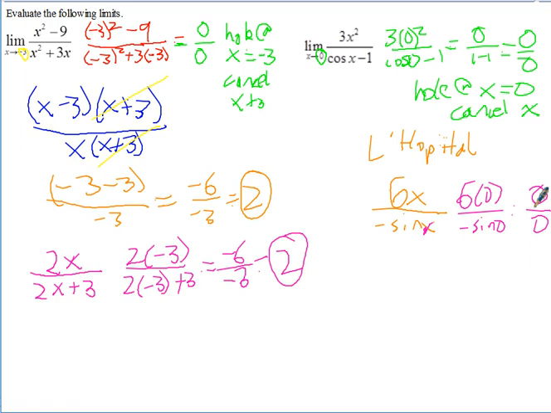Well, with L'Hopital's rule, sometimes you have to use it more than once. So eventually we'll get something that's not 0 over 0. So let's take the derivative of these separately again. The derivative of 6x is 6. The derivative of sine is cosine. Now we get 6 over negative cosine x, and now when we plug in 0, cosine of 0 is 1. So it's 6 over negative, and then cosine of 0 is 1, so we get negative 6.